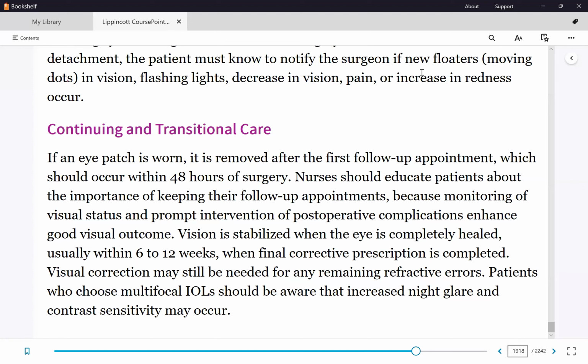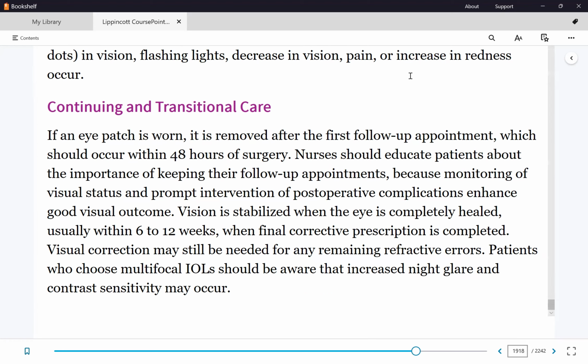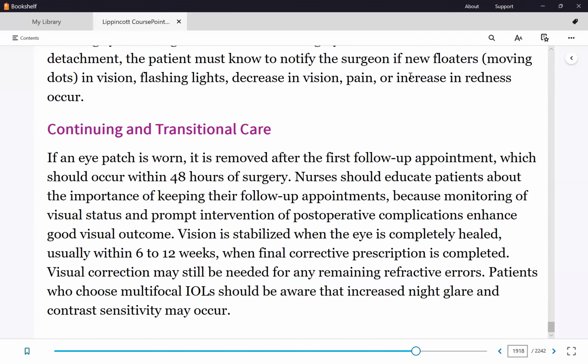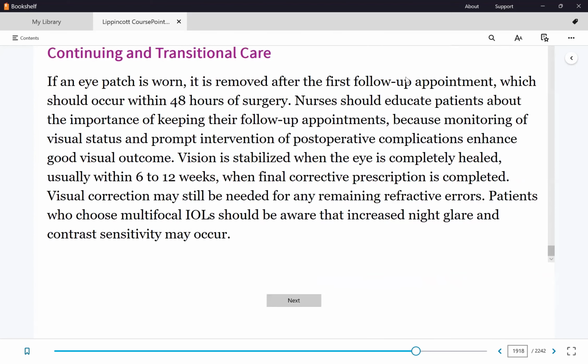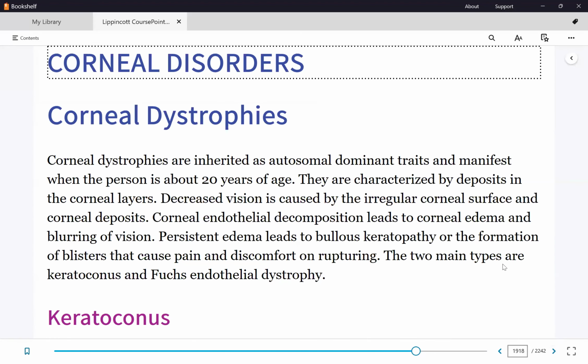So keep in mind, the complete vision improvement won't be expected until 6 to 12 weeks. So be realistic. Some patients may start complaining, bad mouthing the doctor. "I'm supposed to have clear vision." Okay, but not until 6 to 12 weeks. Any question? Okay, let's proceed with the eye disorders.